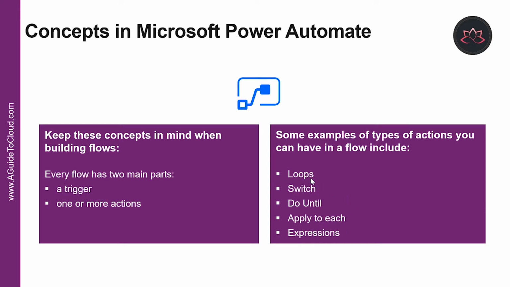Loops run an action until connections are met to move to the next step of the flow. Switch identifies a single case to execute based on evaluation of input. Do until executes a block of actions until a specified condition evaluates to true. Apply to each executes a block of actions for each item in the input array.